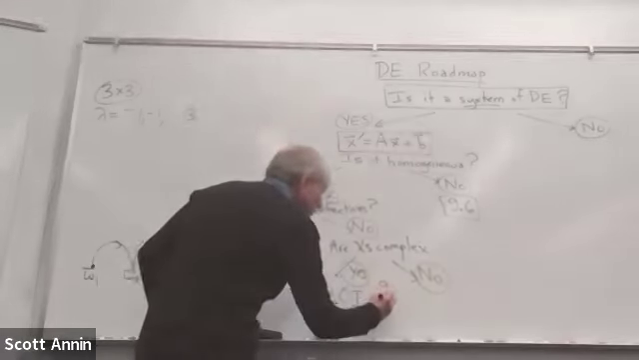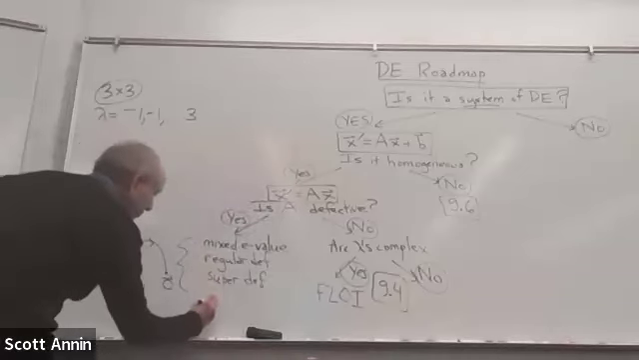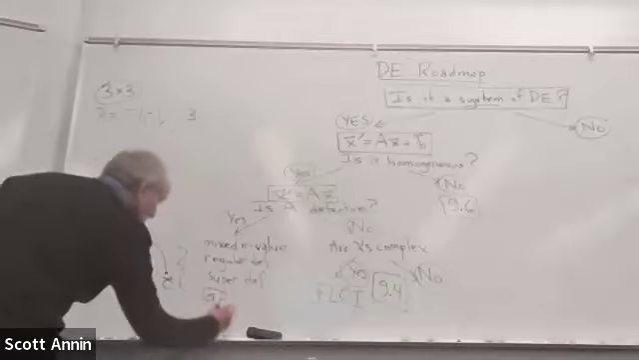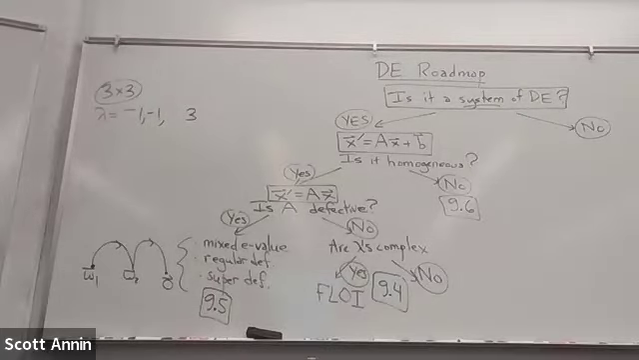But in any case, both of these types of problems are in 9.4. This stuff here is from 9.5. So this half of my roadmap is really a good summary of chapter 9. So kind of the chapter 9 stuff.